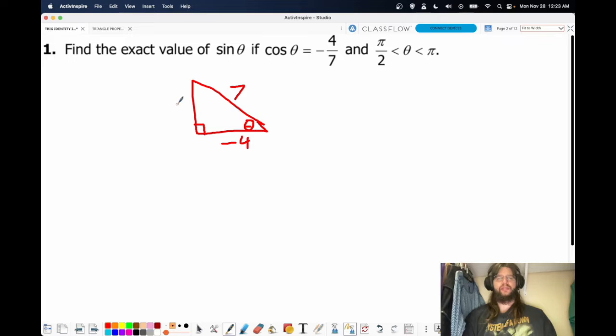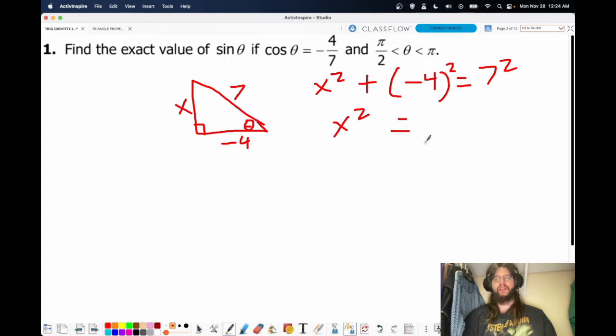We got, let's call that x. X squared plus negative 4 squared equals 7 squared. Alright, so figure that out. 49 minus 16, that's 33. So x is square root of 33. Now here we do need to take into consideration the negative. It could be negative. In this case, it's not. We're in quadrant 2, it's positive. So that's just going to be square root of 33.